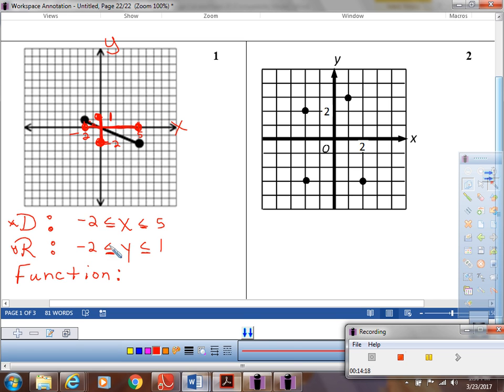That's domain. Look at it from left to right. And then range, you're going to do bottom to the top. So if you think of Madonna when she used to dance the little boat thing, it was left to right and then bottom up. Okay? So maybe that'll help you remember.